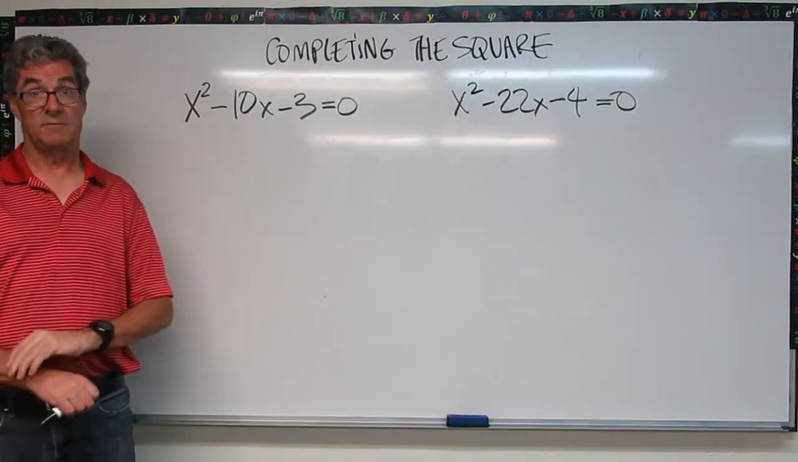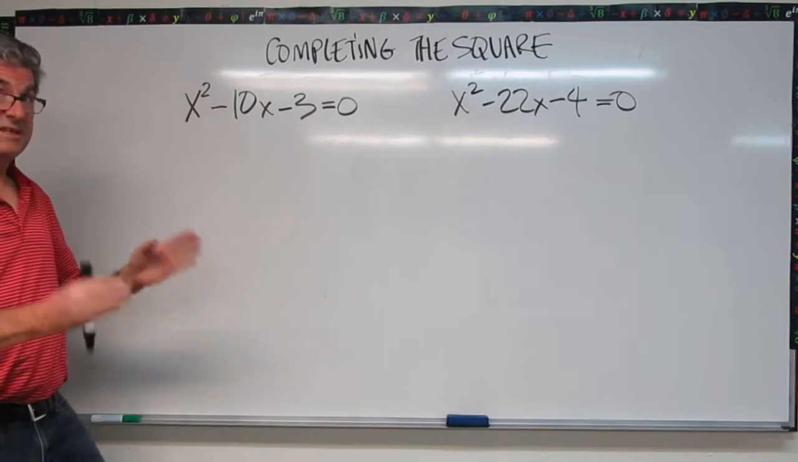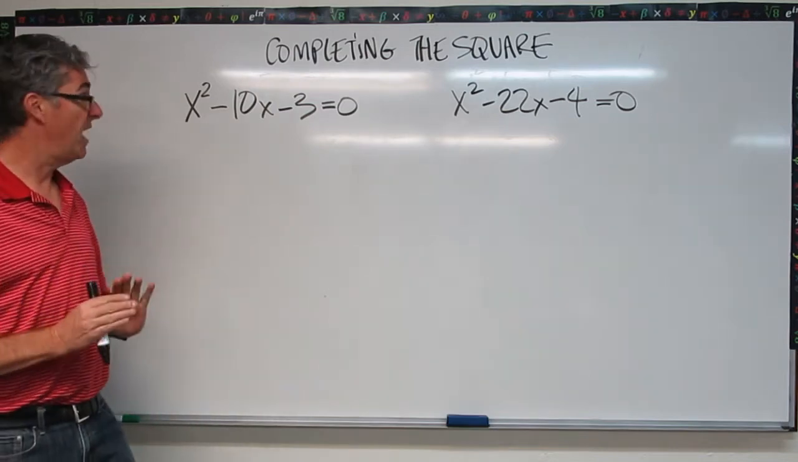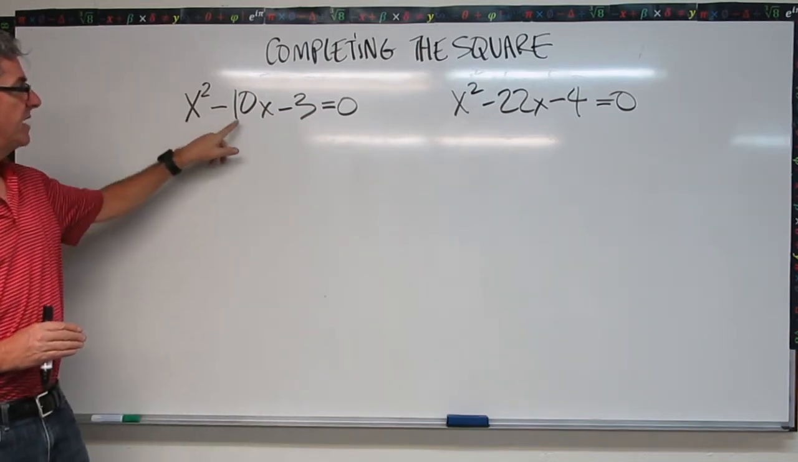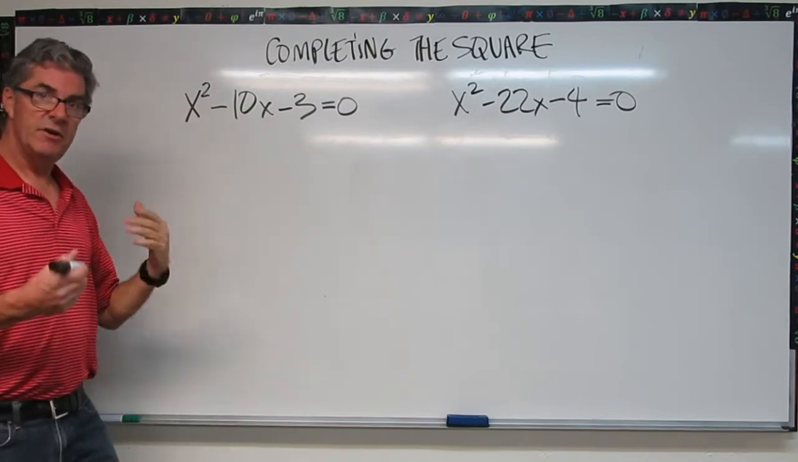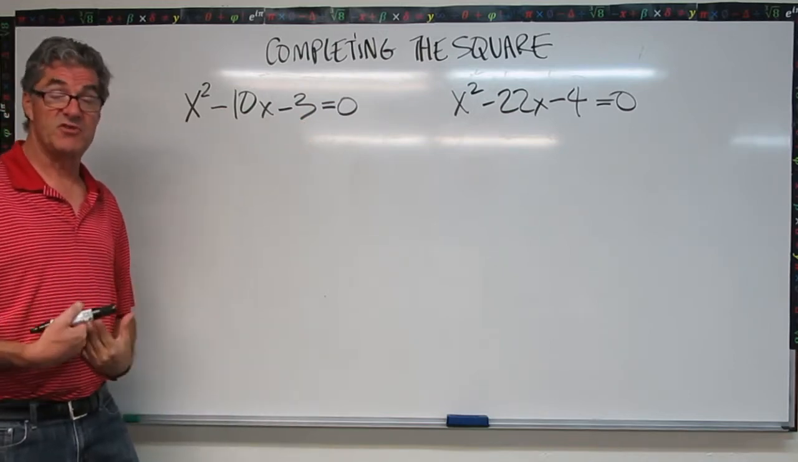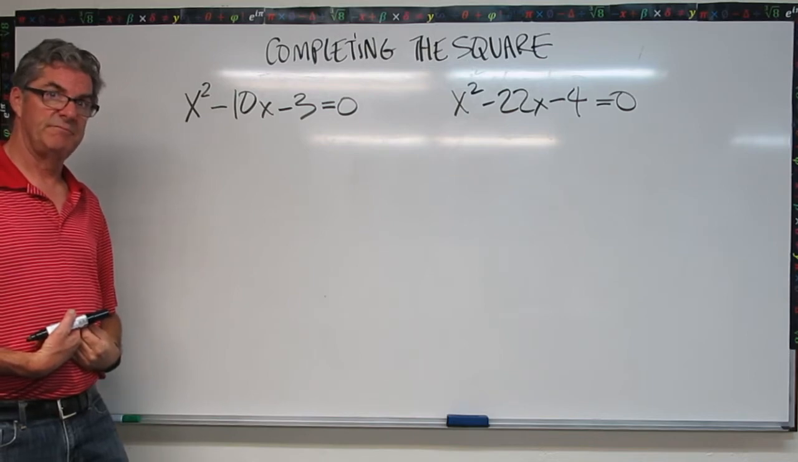Okay, 2 more problems. A little harder, but the same process that you've got. Okay, so x squared minus 10x minus 3 equals 0. Go ahead and pause the video and really give that a try. See if you can do it before I explain it.